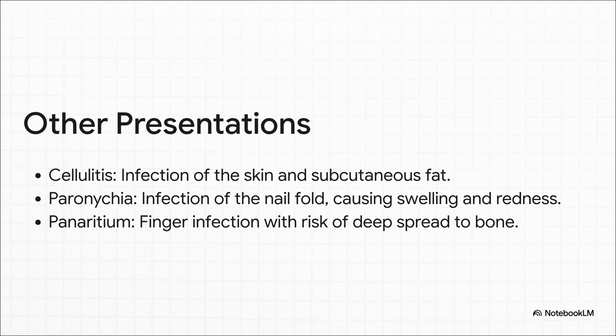We see cellulitis, which is an infection of the skin itself. There's paronychia, an infection right around the nail. And then there's pane­ridium, an infection on the palm side of a finger. That last one is especially concerning because the anatomy of the hand is so tightly packed, it allows an infection to spread to deep structures like bone and tendons really fast.